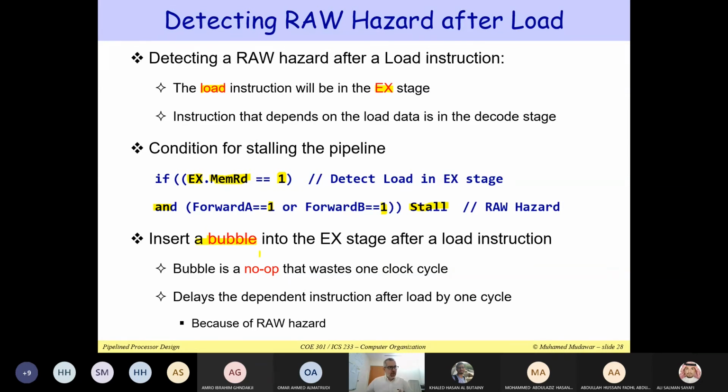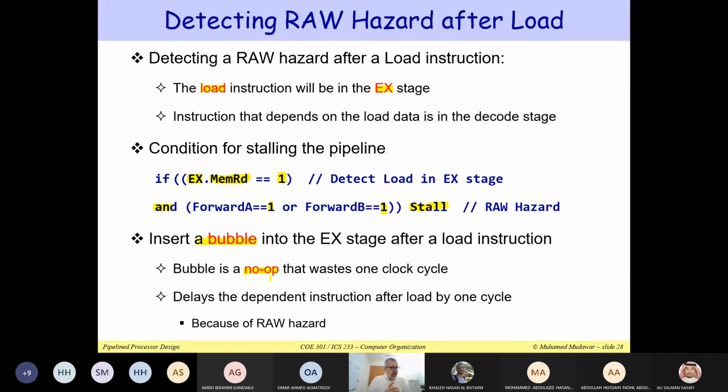Okay, so we are going to insert a bubble into the execute stage in the pipeline, and the bubble is just a no-op operation. So what happens is that the load instruction, which is in the execute stage, is going to move into the fourth stage. And the instruction which is in the second stage is going to remain. This is the dependent instruction, the one that depends on the load instruction. So this is going to remain in the second stage.